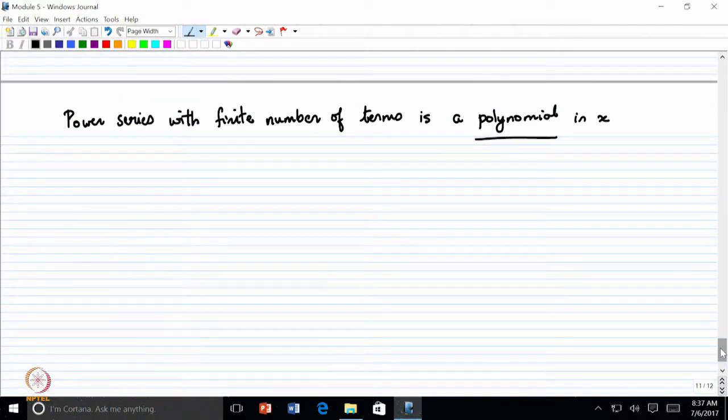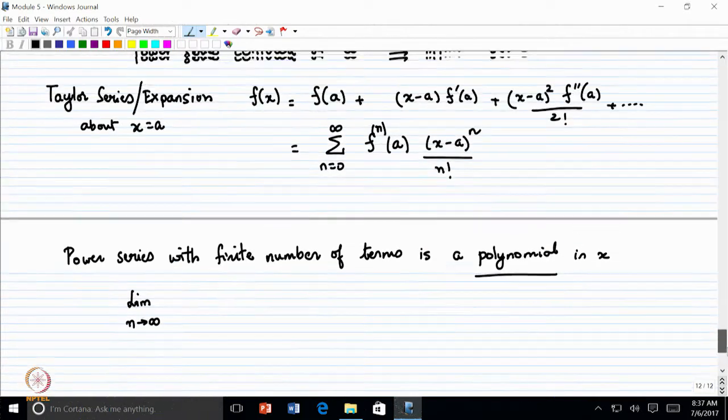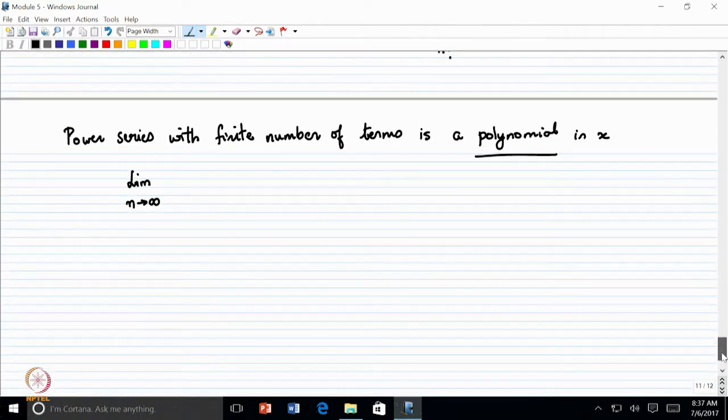So the question is the limit as n tends to infinity of the term c n times x minus a raised to n. Does this go to 0? If, as you go to larger and larger terms, this term becomes smaller and smaller and eventually goes to 0, then you can be sure that the power series will converge.